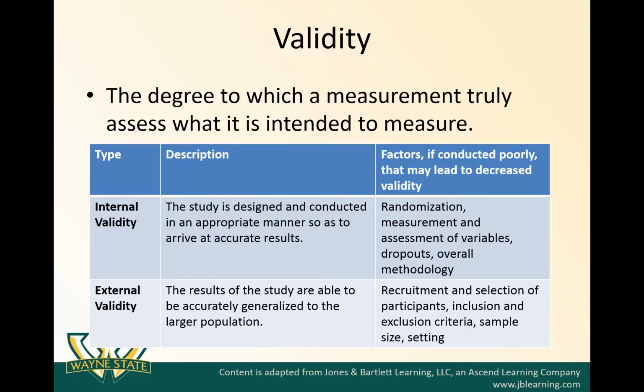The second type of validity is external validity, which means that the results of the study are able to be accurately generalized to the larger population. And so factors that, if conducted poorly, might lead to decreased external validity include recruitment and selection of participants, inclusion and exclusion criteria, sample size, and setting.